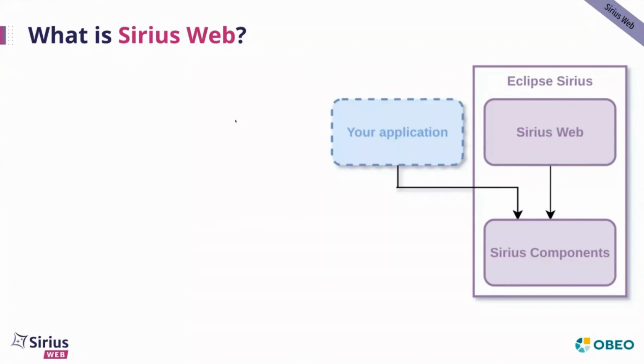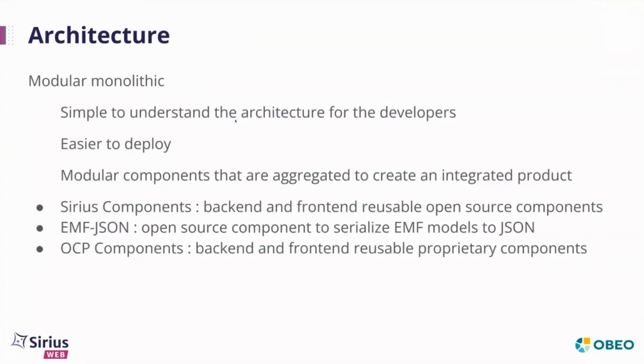You can integrate your diagrams in a wiki, a website, or cloud IDEs like Theia or VS Code, and they will be automatically updated when the model evolves. This is the power of the modeling tools. So in this way, we can use Sirius Web to enhance, for example, cloud IDEs with graphical editors. Sirius Web follows a modular monolithic architecture that provides benefits for developers in terms of simplicity, ease of deployment, and integration of modular components to create an integrated product. So let's explore its key components.